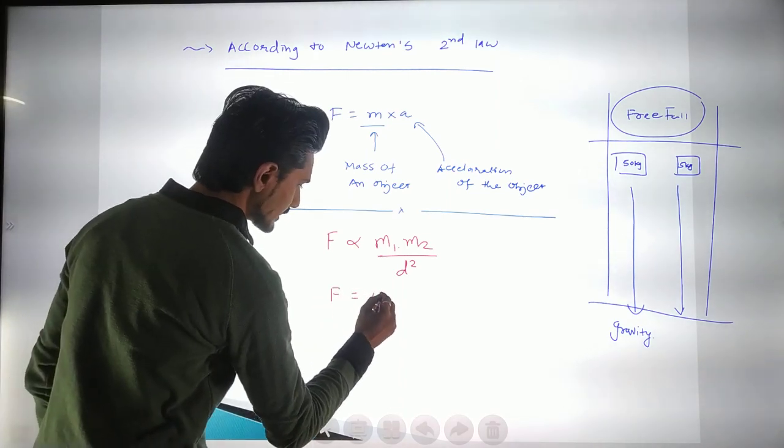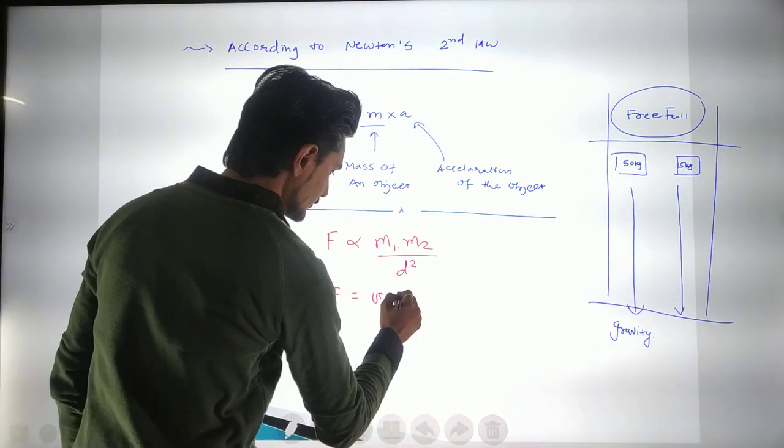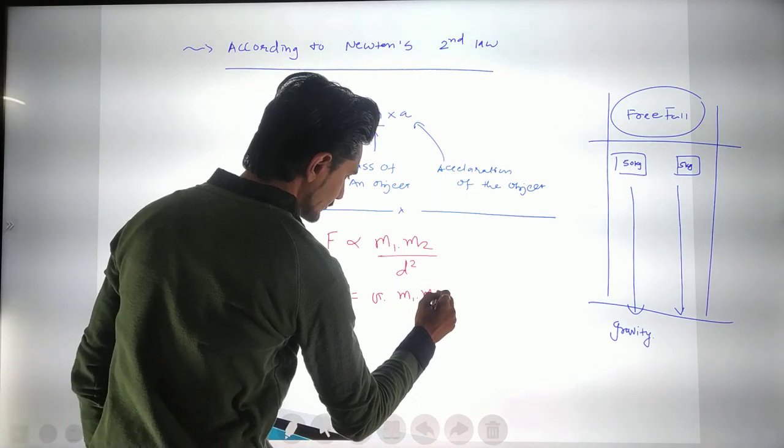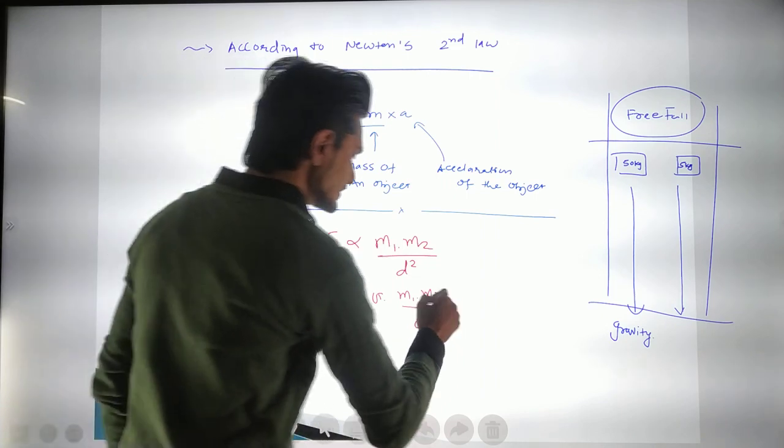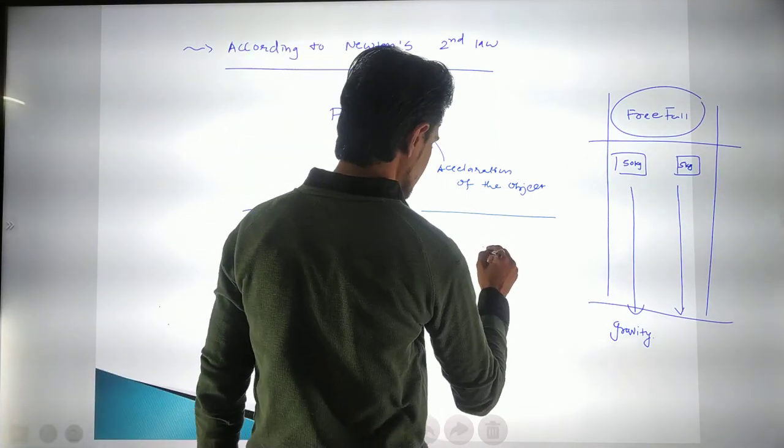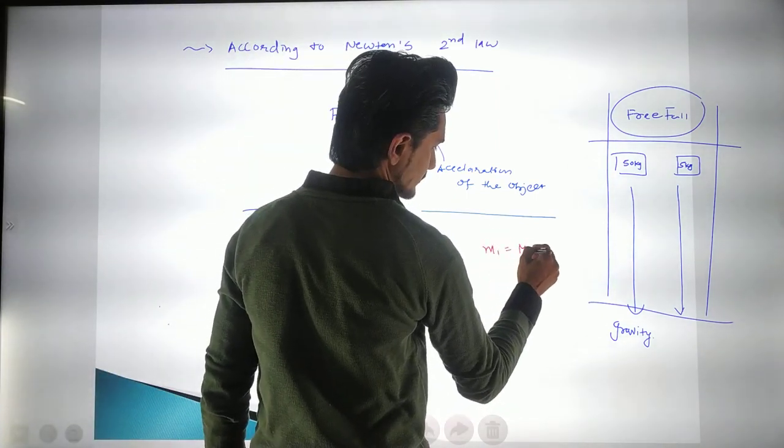F is equal to capital G into m1 into m2 upon d square. I have written all the things here. m1 is the mass of object 1.